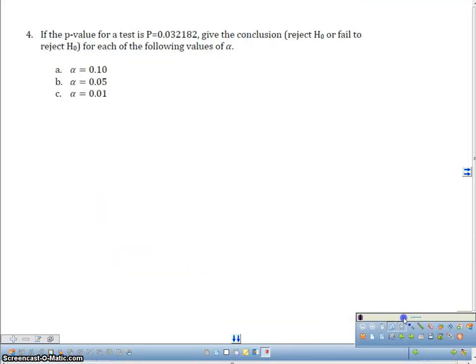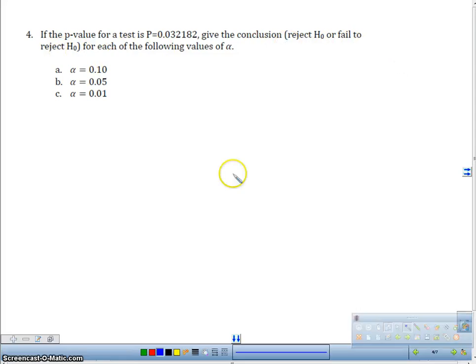Okay, so this one we won't need to take too much time. If the p-value for a t-test is p equals 0.03, give a conclusion, either reject or fail to reject, for each of the following values of alpha. So for an alpha level of 0.10, is the p-value bigger or smaller than 0.10? Well, 0.03 is smaller than 0.10. So if the value is smaller than 0.10, we are going to reject the null hypothesis.